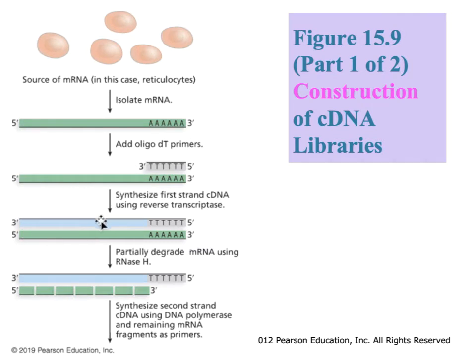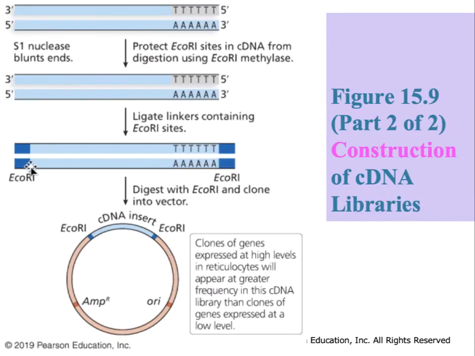So this is DNA in blue and RNA in green. Once you've done that and you've given enough time for the enzyme to copy all your fragments, then you add another enzyme called RNase H. And RNase H simply cuts up the RNA component. And then you have to add a second primer and then get the first strand of DNA copied. And now you have double-stranded DNA, which is complementary to the original messenger RNA.